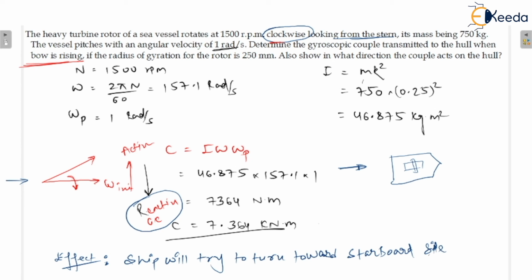Focus on the reactive gyroscopic couple always, because the reactive gyroscopic couple is basically the effect of pitching on the ship. So the ship will try to turn toward the starboard side. Starboard means, when you're looking from the stern side, the right side of the ship. Okay, so I hope you understand the solution of that question.